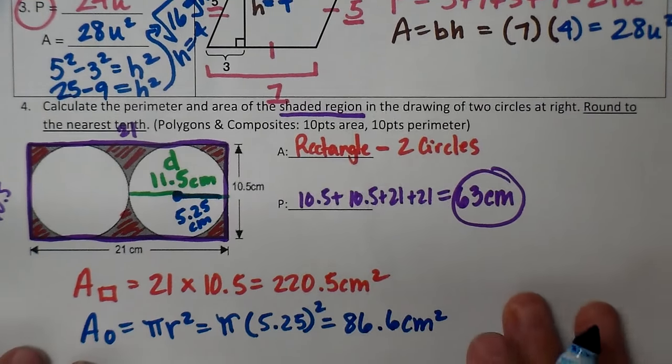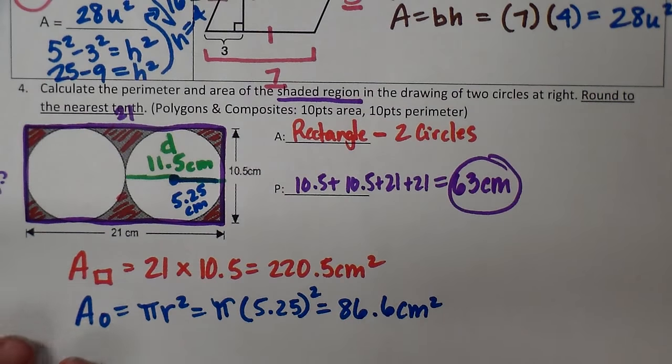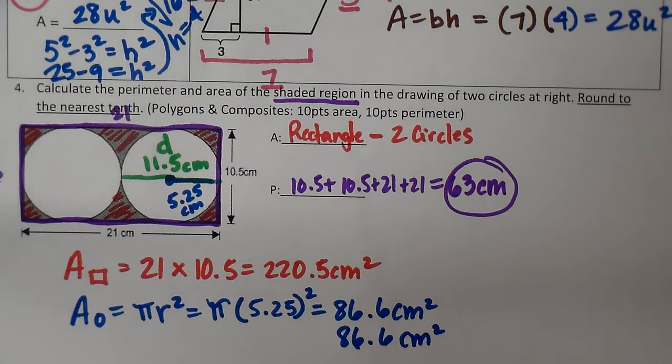But how many circles do I have? I've got 2 of them. So I have to subtract another 86.6 centimeters squared to get my area.